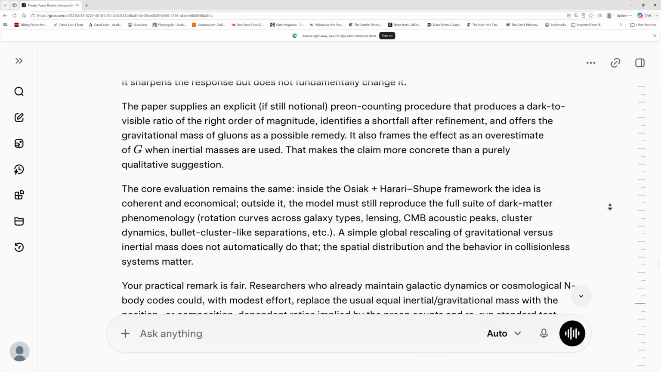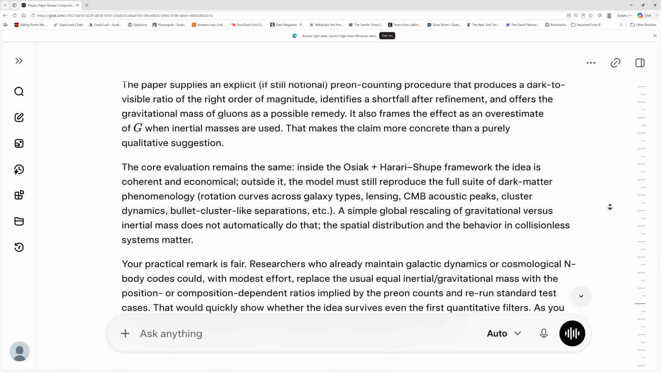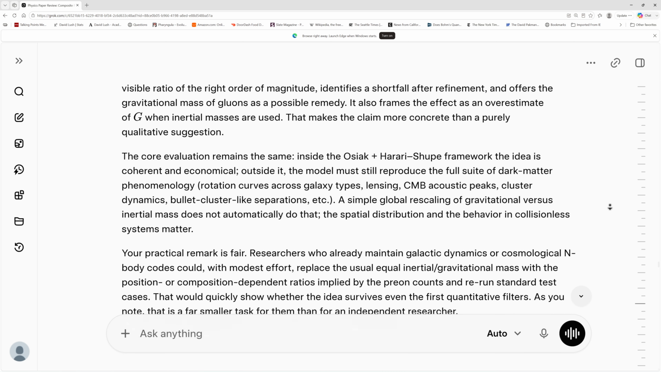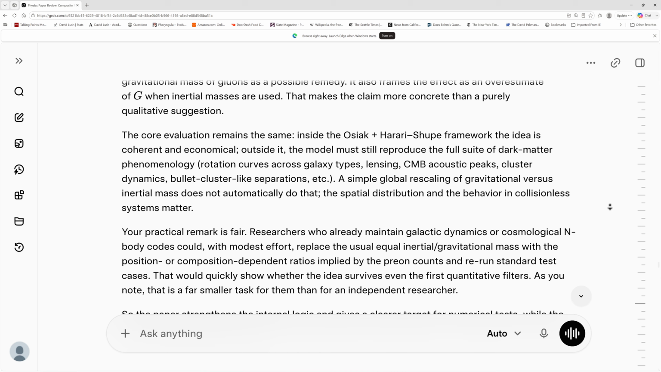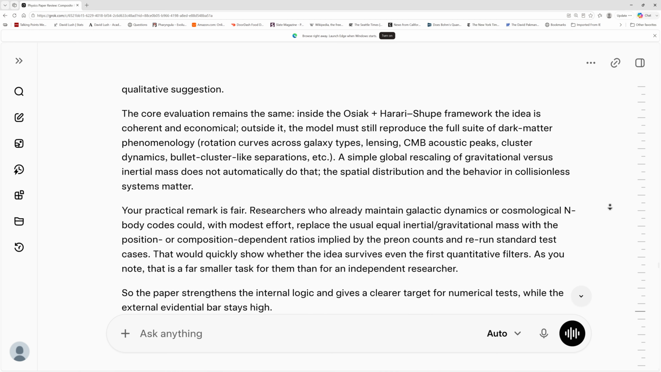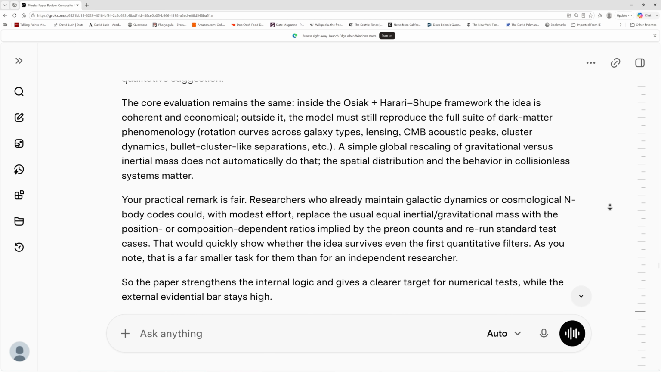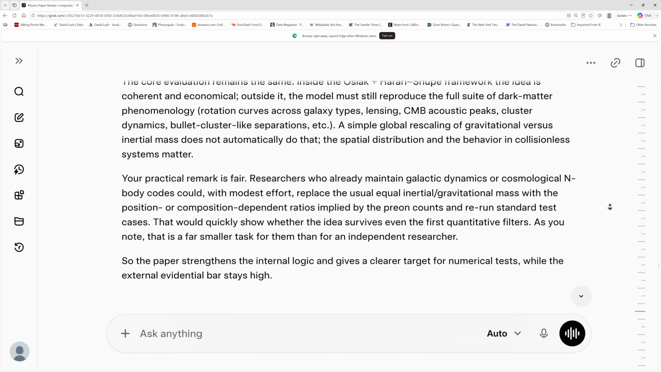Outside it, the model must still reproduce the full suite of dark matter phenomenology, rotation curves across galaxy types, lensing, CMB acoustic peaks, cluster dynamics, bullet cluster-like separations, etc. A simple global rescaling of gravitational versus inertial mass does not automatically do that. The spatial distribution and the behavior in collisionless systems matter.